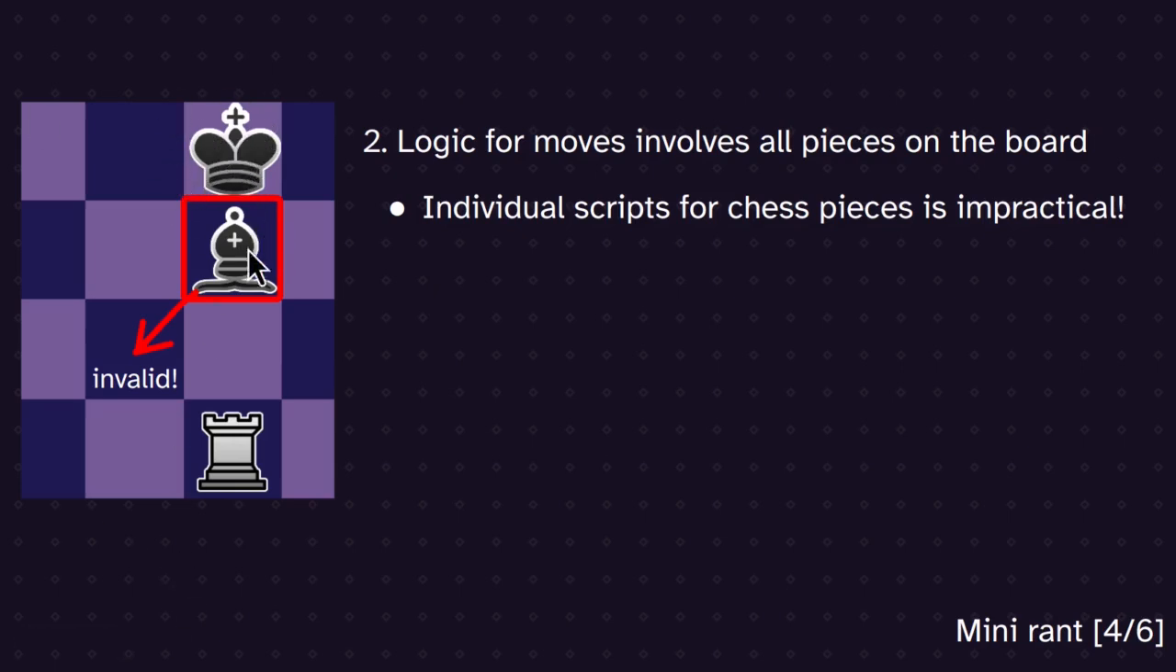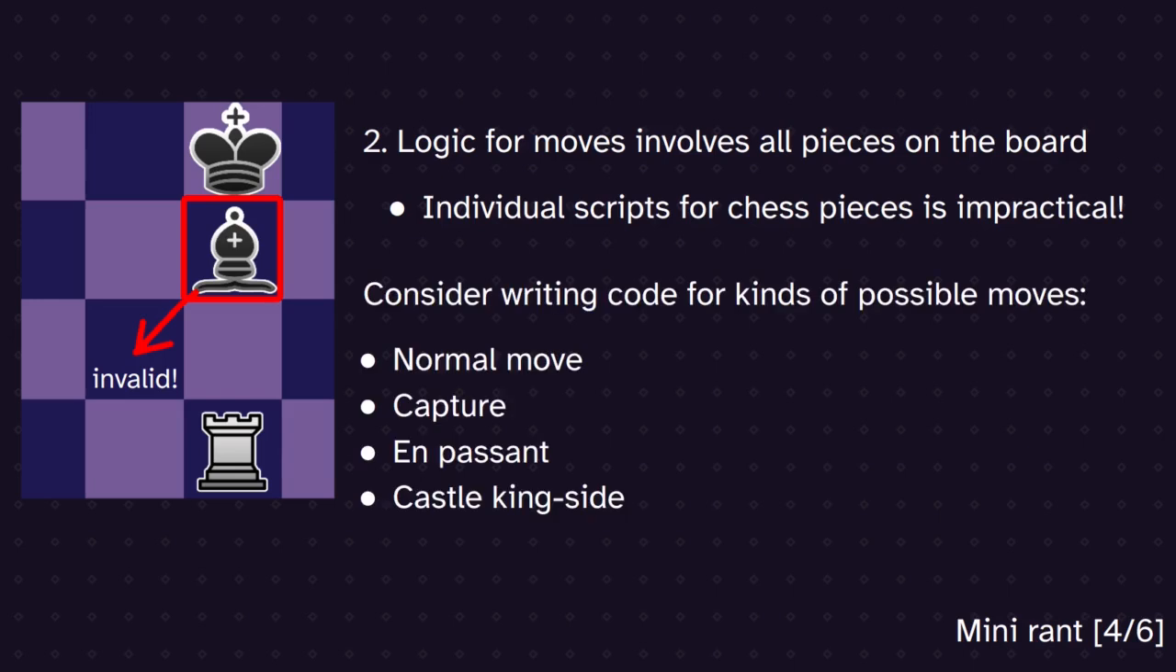And so in order to move the bishop, you'd have to look into how the rook works, and you have to know where the king is. So it actually may help to think about the different kinds of moves instead. Like, the different kinds of operations that we can perform on groups of objects, and not be too focused or even blinded by thinking of only individual objects.